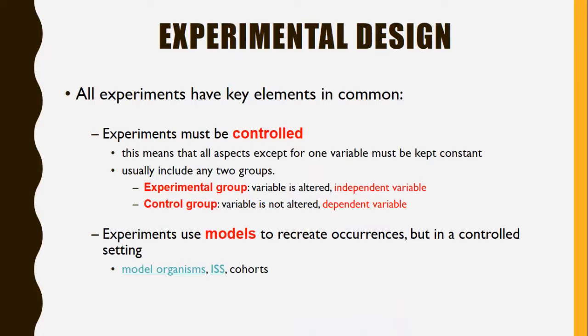So here are the key common things in experiments. Experiments have to be controlled. The reason we want to control that is we need something to compare our results to. So in a controlled experiment, there are two groups. There's an experimental group, the group that's being altered, and the control group, where the variables are not being altered.